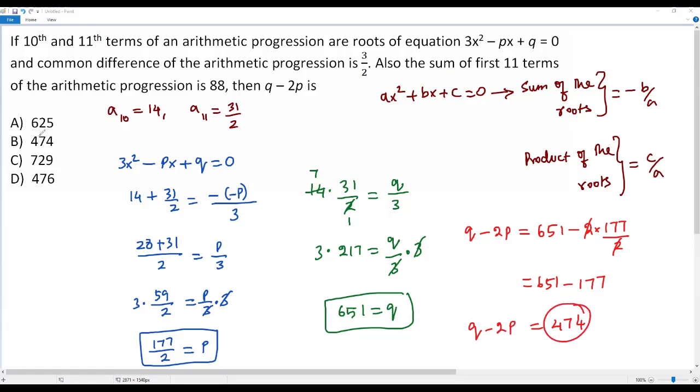We find this 474 in answer choice B. The correct answer choice for this question is B, 474.